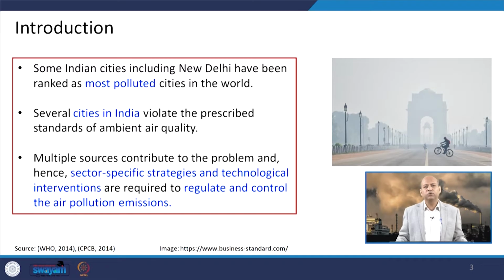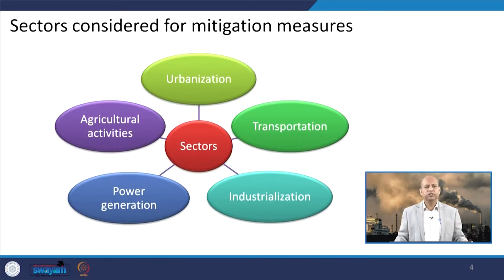When we talk about Indian cities, in recent reports and even for several years we have been seeing that some of the Indian cities figure as the most polluted cities in the world, okay, and several Indian cities violate the standards of ambient air quality prescribed by CPCB or MOEF, and multiple sources contribute to the problem of air pollution. Therefore, sector specific strategies and technological interventions are required to regulate and control air pollution emissions overall. The sectors considered in today's lecture for mitigation measures are urbanization, transportation, industrialization, power generation and agricultural activities.